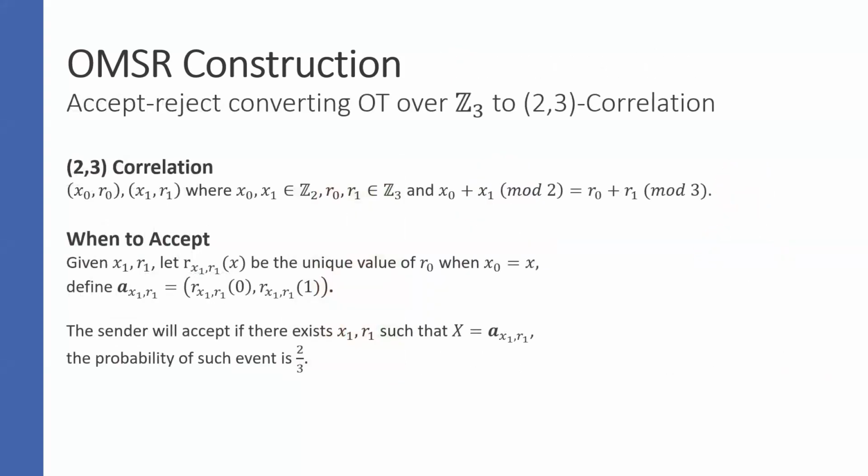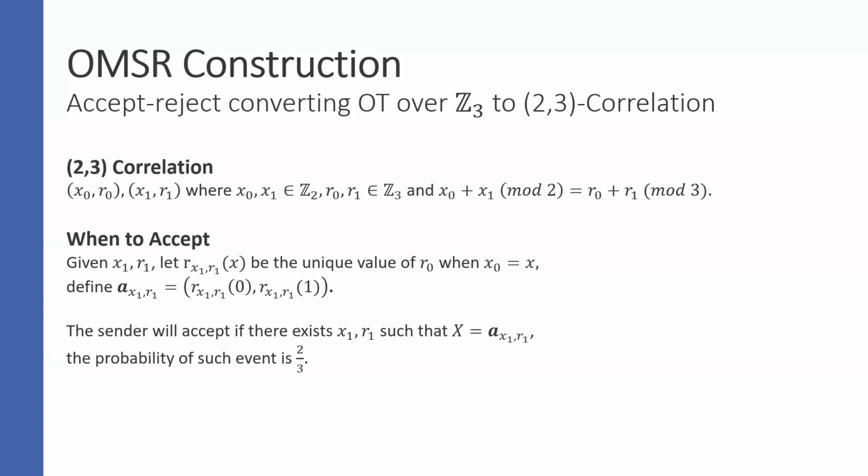Okay. So let's build one. It's an accept-reject protocol converting OT over Z3 to a two-three correlation. So first of all, what is the two-three correlation? It's basically two random sharings of the same bit, where one is over Z2 and one is over Z3. So the x's are over Z2 and the r's are over Z3.